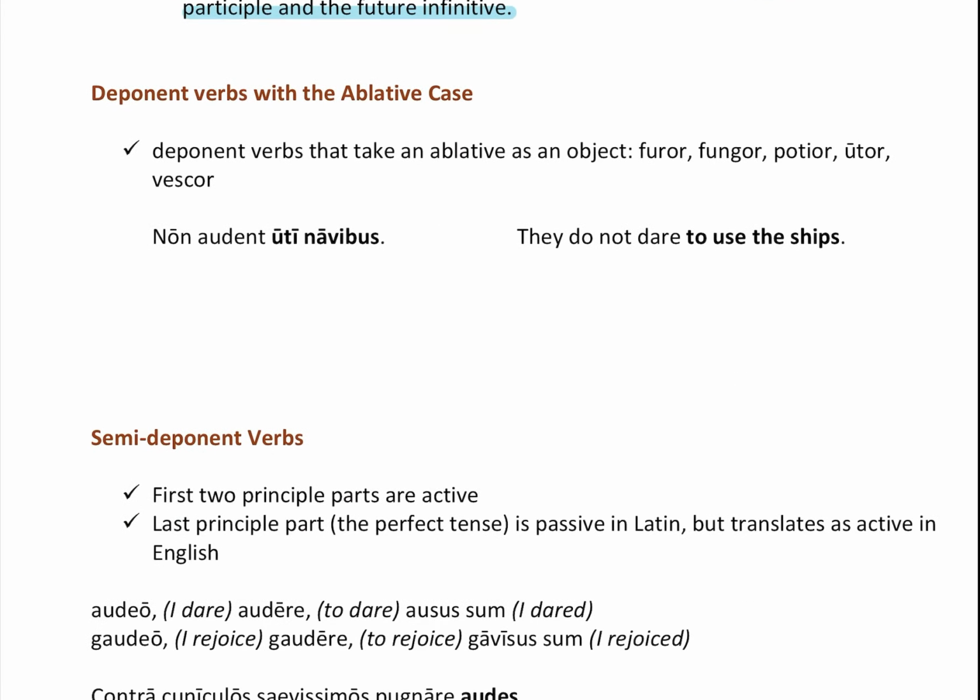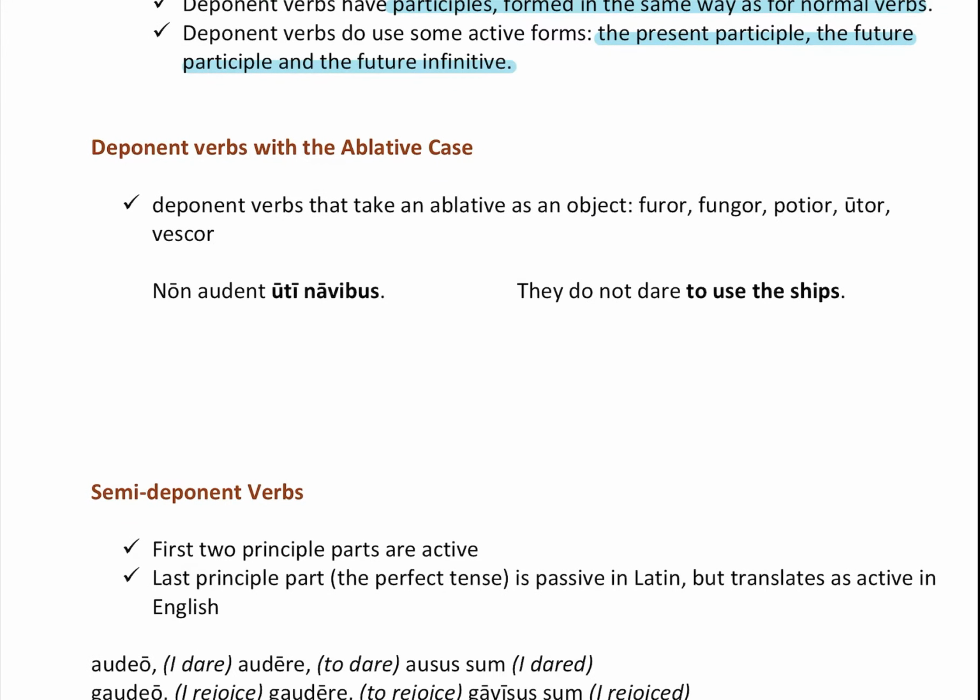All right. Let's talk about deponent verbs with the ablative case. So you've learned that there are some verbs referred to as special intransitive that take an object in the dative case. Remember that? Dative of agent, that kind of thing. Now there are some deponent verbs that take an ablative as an object, right? And I've listed them here. These are ones you are just going to have to learn to recognize and even memorize.